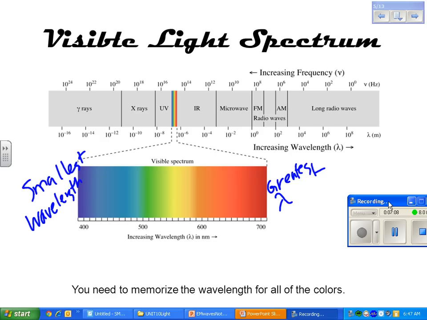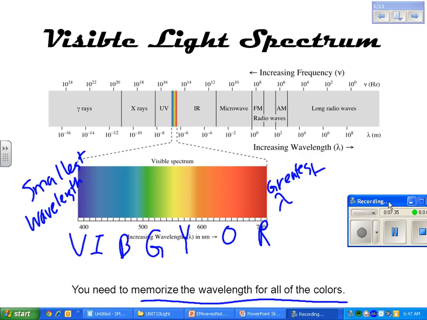Then we have Roy G. Biv. Red, orange, yellow, green, blue, indigo, and violet. Roy G. Biv. Red, orange, yellow, green, blue, indigo, violet. Okay? I wouldn't say you have to memorize all the wavelengths, but I do want you to know the order of which one has the greatest wavelength, starting with red and going down to violet.